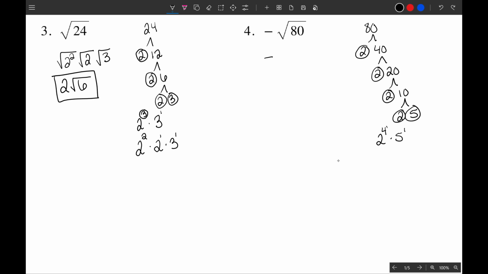So 2 to the 4th, I already know that because this has an even power, this is a perfect square. And then I have 5 to the 1st, this is prime, so it's going to be my number that stays under the root. So I have the square root of 2 to the 4th times the square root of 5. Now remember, when you take the square root, you're really just taking that exponent and dividing it by the root number out here. So I have a negative out front, and then the square root of 2 to the 4th would be 2 to the 4 divided by 2, which is 2. And then 5 is my prime number that stays under the root. So 2 squared is 4, so I have negative 4 square roots of 5.